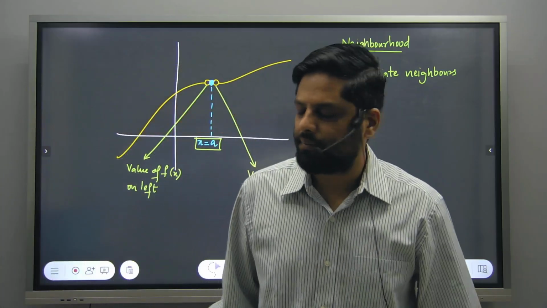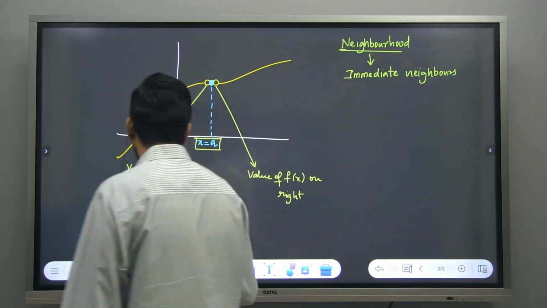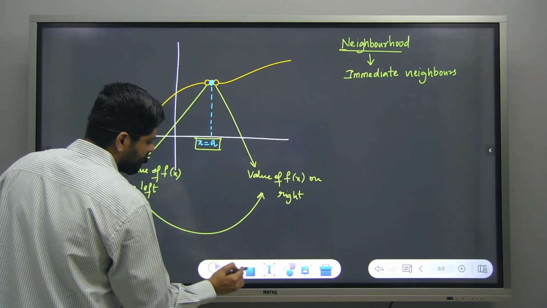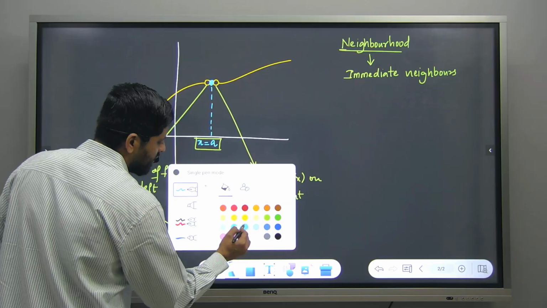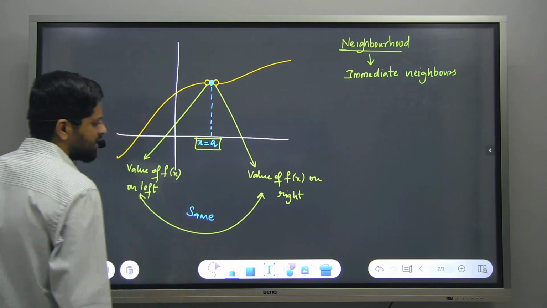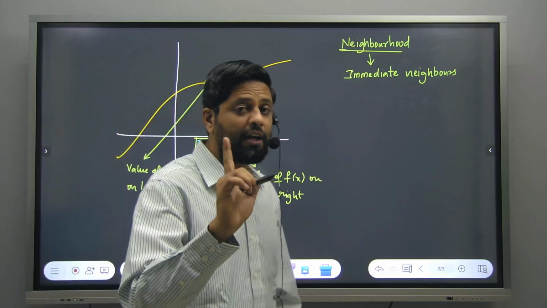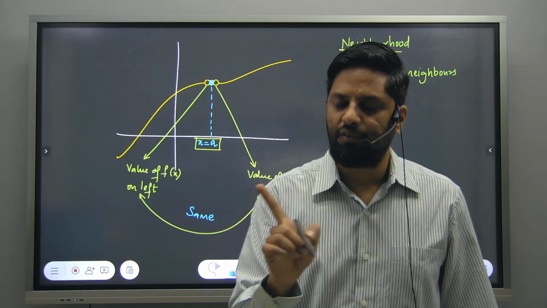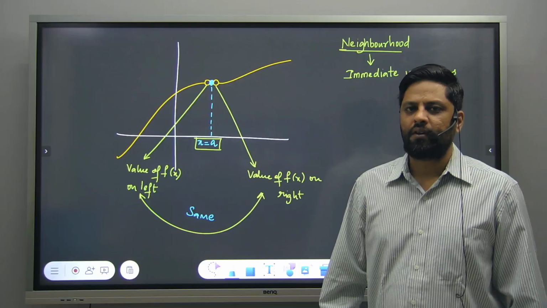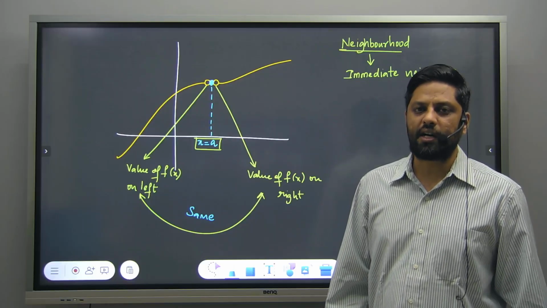Point number 1, these two values should be same. But if these two values are same, we cannot conclude only because the left and the right are same. We cannot conclude that the function is continuous.